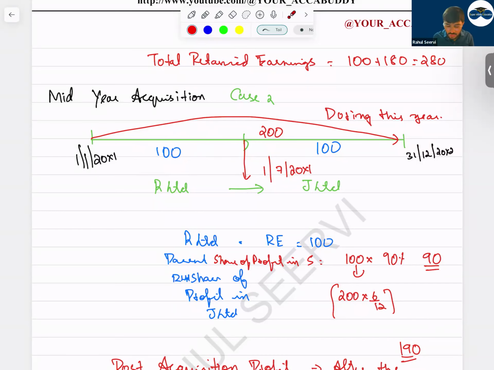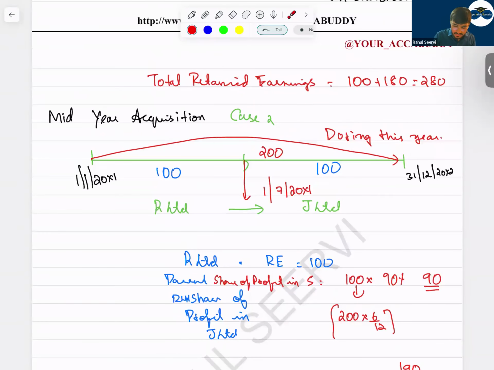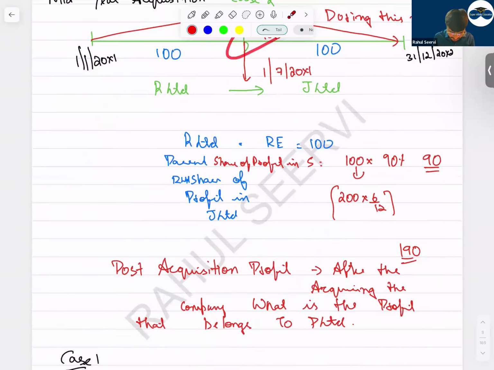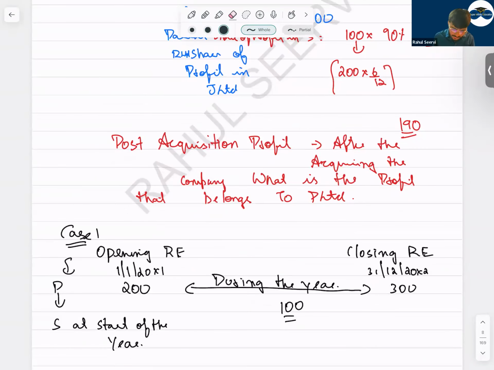Pre-acquisition profits will not belong to me, only post-acquisition profits. How much is that, sir? 100. So what will be the retained earnings, sir? 100. So you have to time apportion and correctly calculate the retained earnings. Remember this, a very important point.